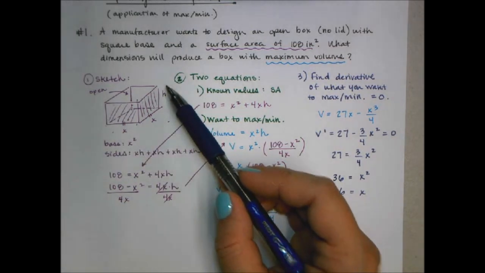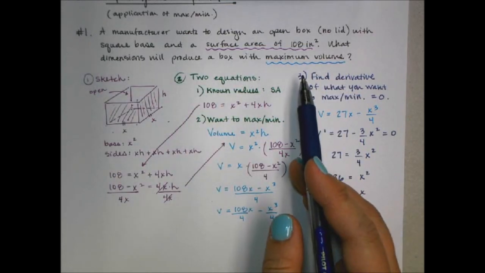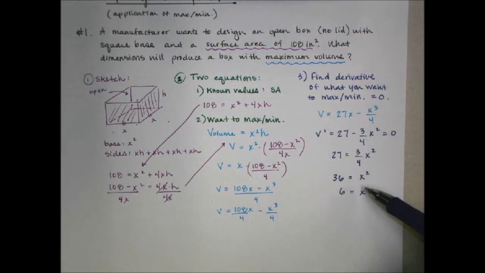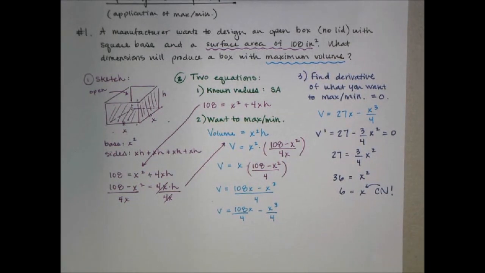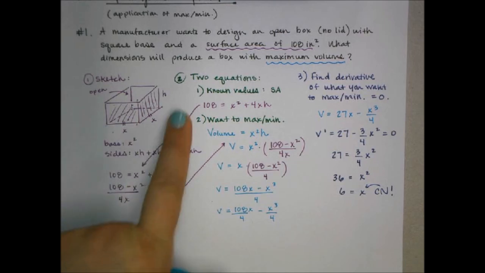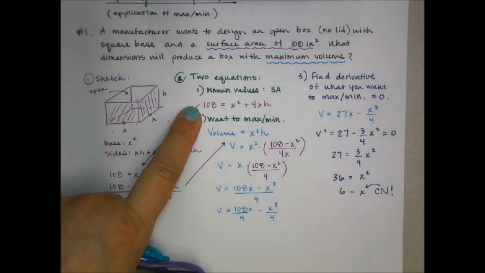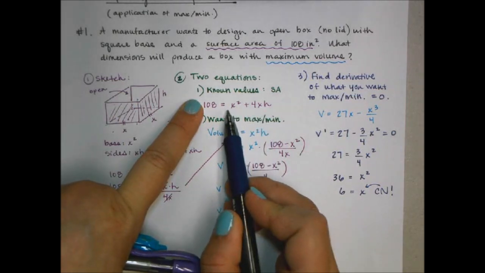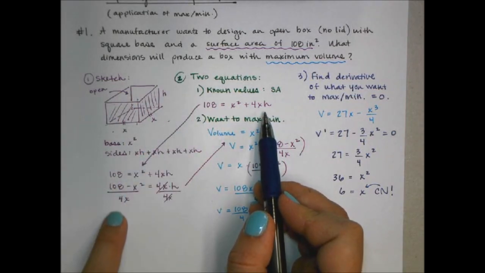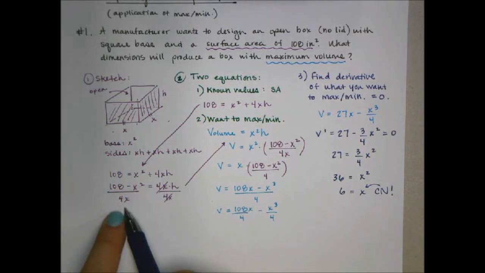So my question, what dimensions will produce a box with maximum volume? I've maximized the volume. I've found its critical numbers. And I need to give the dimensions. So I know it measures 6 by 6 by something. So if I go back to my equations here, I have an equation that involves x and h. And so I'm going to plug 6 back in here for x and solve for h. If I go down here, I already have what h equals in terms of x. So I can just plug 6 in here.